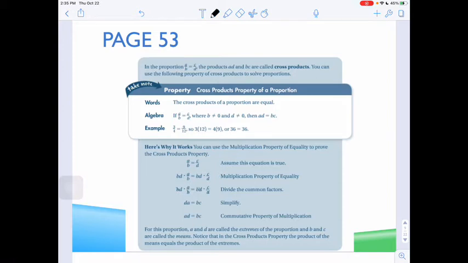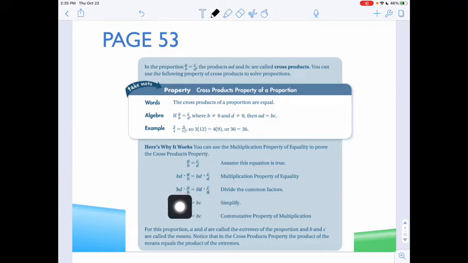For example, 3 over 4 is equal to 9 over 12, so 3 times 12, or 36, is equal to 4 times 9, 36. Here's why it works. You can use the multiplication property of equality to prove the cross products property. If we start with A over B equals C over D, and assume that this is true, we can multiply both sides by the least common denominator, which would be BD. So all we're doing is multiplying A over B by BD and C over D by BD.